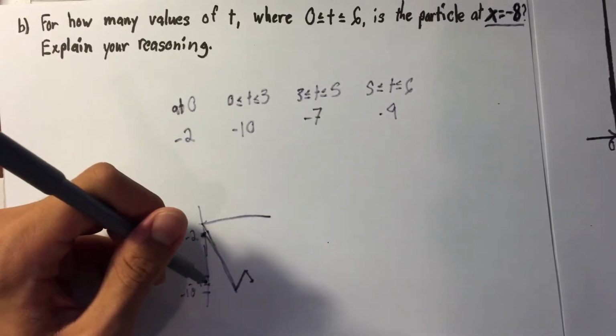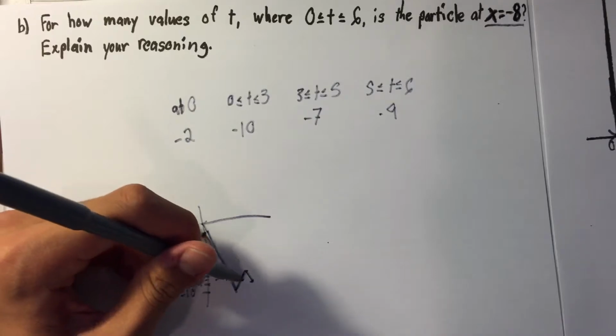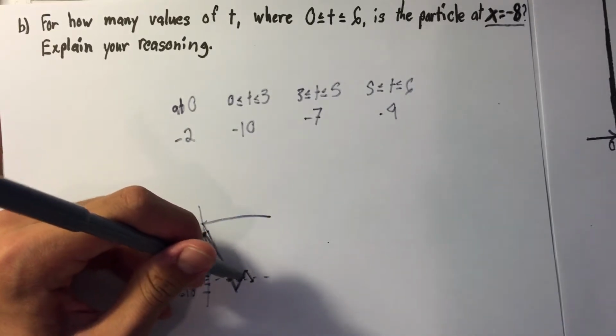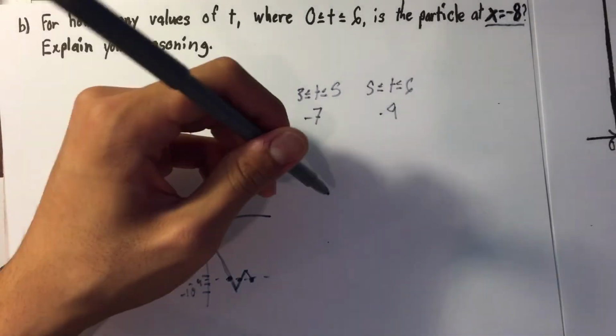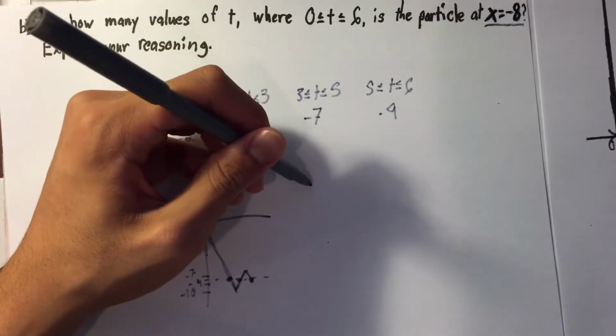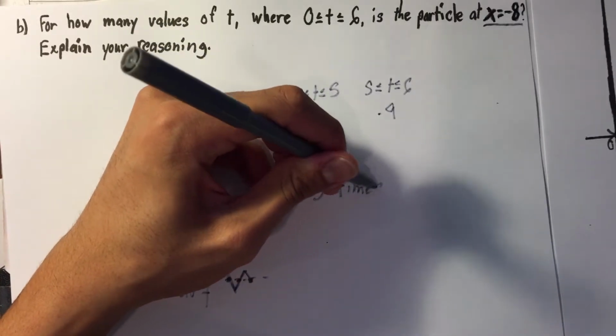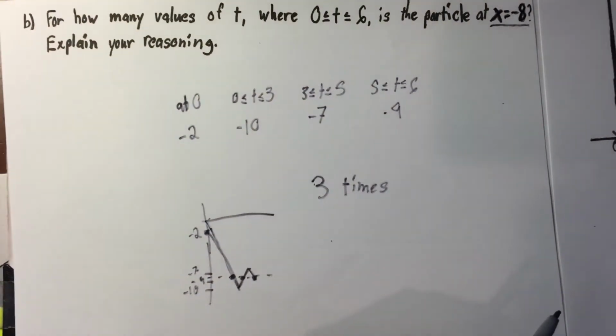Okay, so if this is where -8 is, if we look at this sketch we made, that means it hits it once, twice, three times. So that means it was at x equals -8 three times.